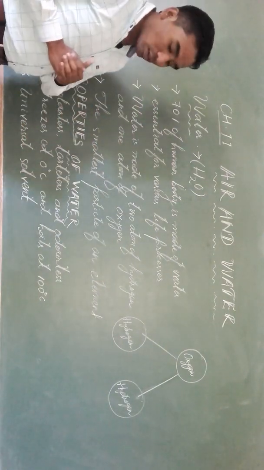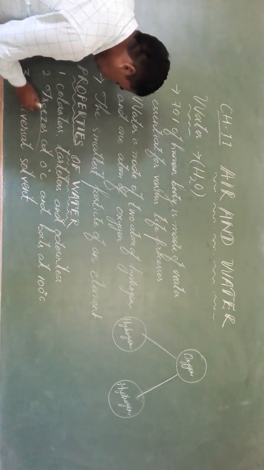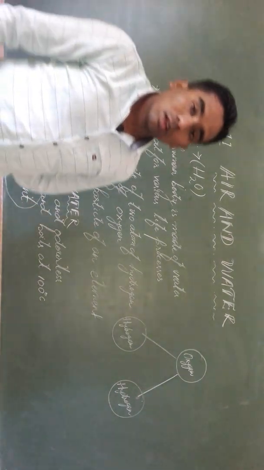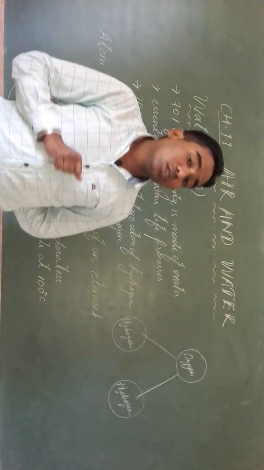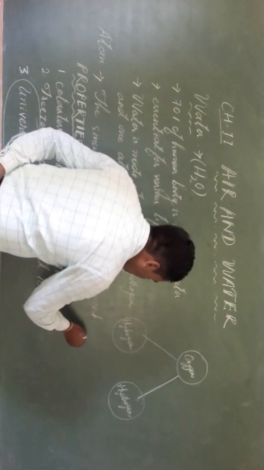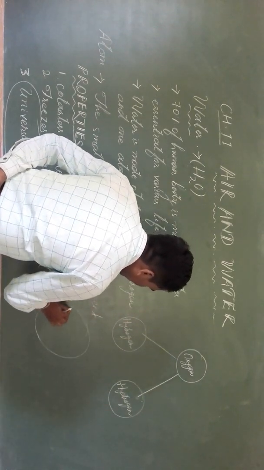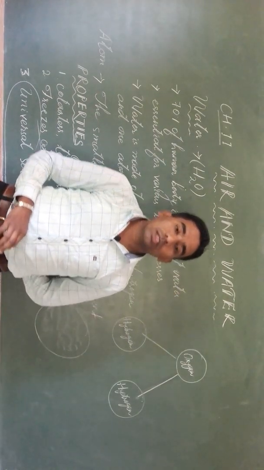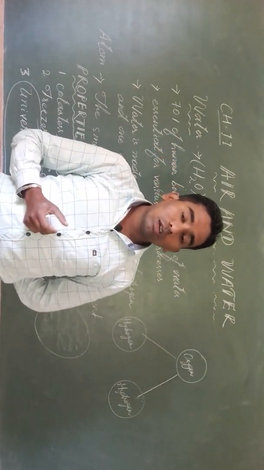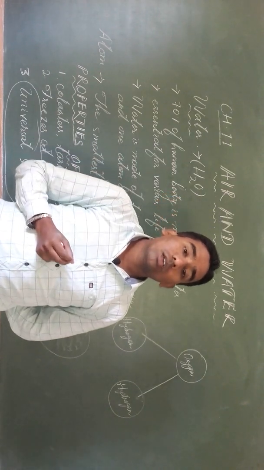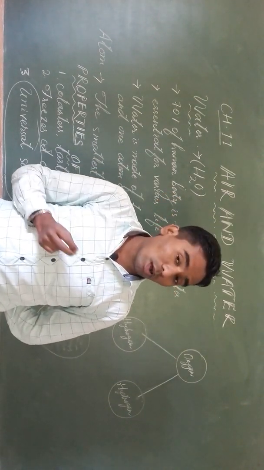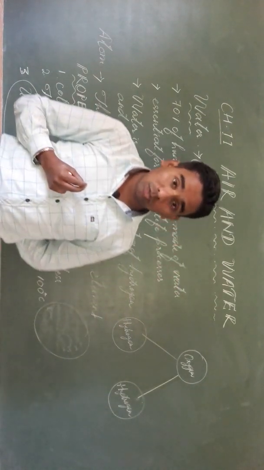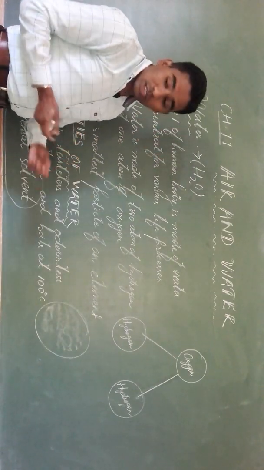Then universal solvent, water is also known as the universal solvent. Universal means worldwide. It is known as the universal solvent because most substances dissolve, mix within water, like salt, then sugar, mud, fine mud. In this way, most of the substances throughout our world, water can dissolve, water can mix with them. That's why water is known as the universal solvent.